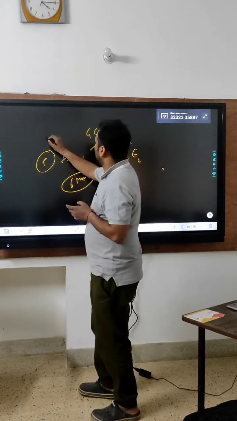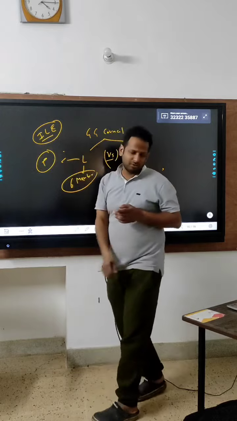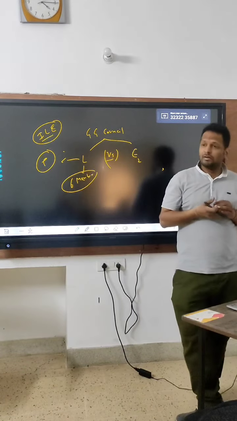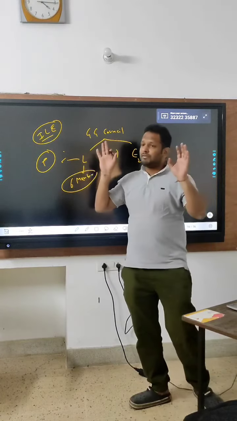What name was given to it? Indian Legislative Council or Central Legislative Council. Okay? But the work was handled by COD and BOT. What happened? COD and BOT have vanished now.